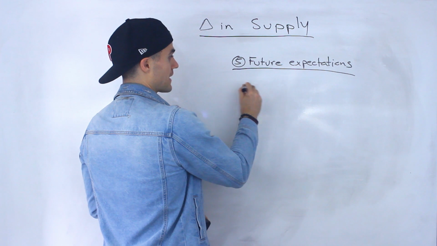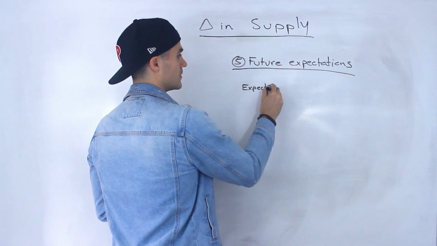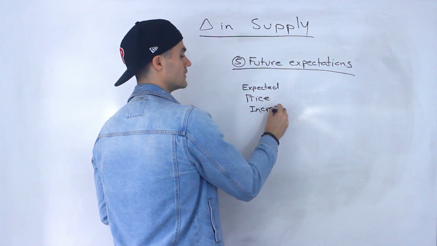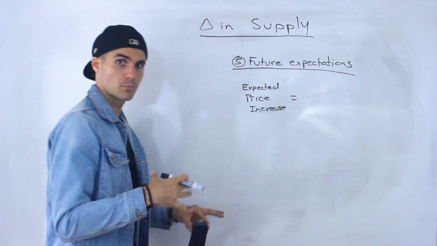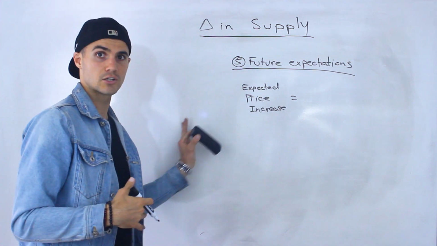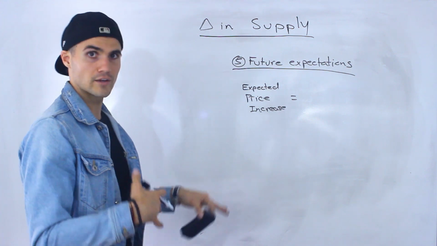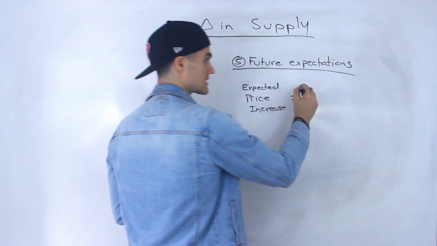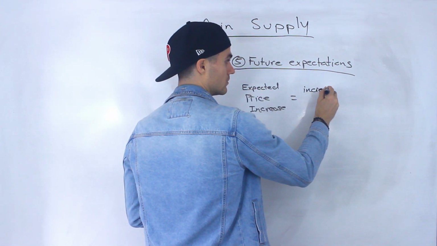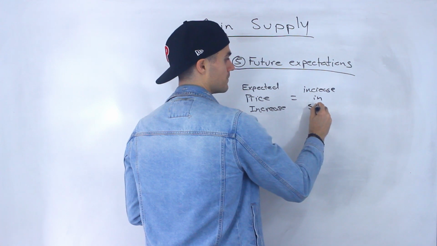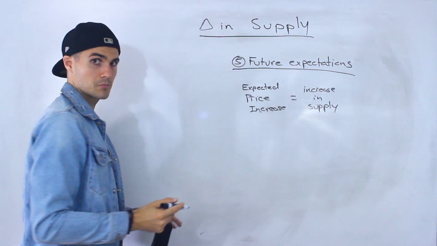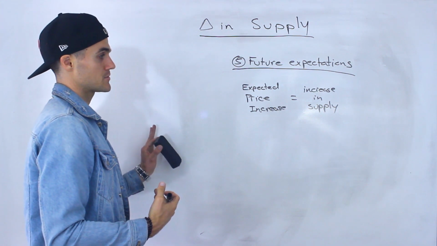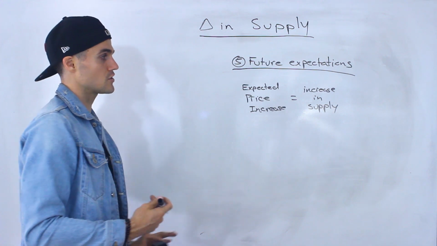So if there is an expected price increase, so let's say you're a home builder, and in your specific area where you're building homes, you feel like the prices are going to continue to increase in the future. Well, then you're going to be more motivated to build more homes. So expected price increase in the future means there's going to be an increase in supply now. Right? Producers are going to be more motivated to supply quantity. So it's going to shift that entire curve to the right.